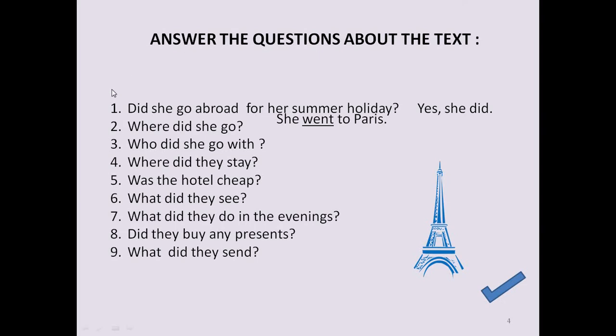Dakle, pitanja za prošlo vreme gradimo sa did, posle njega ide subjekat i glavni glagol u infinitivu. Isto važi i kod pitanja koja počinju nekom od upitnih reči. Where, who, what. Dakle, posle upitnih reči ide opet did, zatim subjekat i glavni glagol u infinitivu. What did they send? Šta su slali? Dakle, za domaći kao prvi zadatak odgovorite na pitanja u vezi sa prethodnim tekstom.